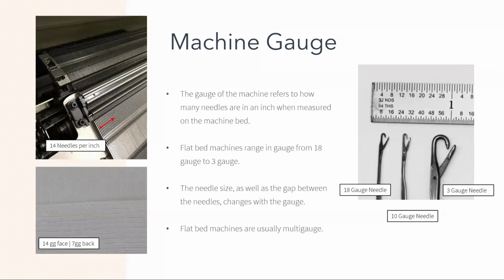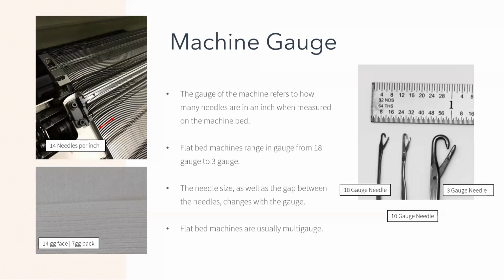Machine gauge will play a huge role in how our final fabric will look, and gauge is measured per number of needles in an inch on the flatbed of the machine. You can see in this first image we have 14 needles per inch, so this is a 14 gauge machine. Flatbed machines tend to range in gauge from 3 gauge, which is a very chunky stitch, to 18 gauge, which is much finer. And you can see the needles on the right hand side, that the 3 gauge needle is much heavier, has a much bigger hook than the finer 18 gauge needle. This is because we need to get more yarn into a 3 gauge stitch than we do into an 18 gauge stitch.